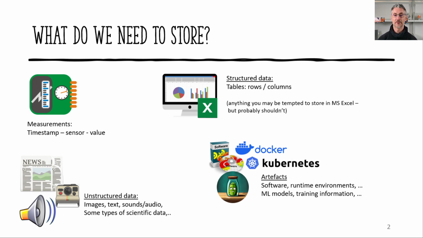For example, we may have measurements like timestamp, sensor ID and a value. We may have unstructured data, anything that is text or images, some types of scientific data. We also may have structured data, anything that can be represented in rows and columns, like think Microsoft Excel. And we have a lot of software. For example, we have software environments, we have the software themselves, we may have machine learning models, information about how we train these, and so on.